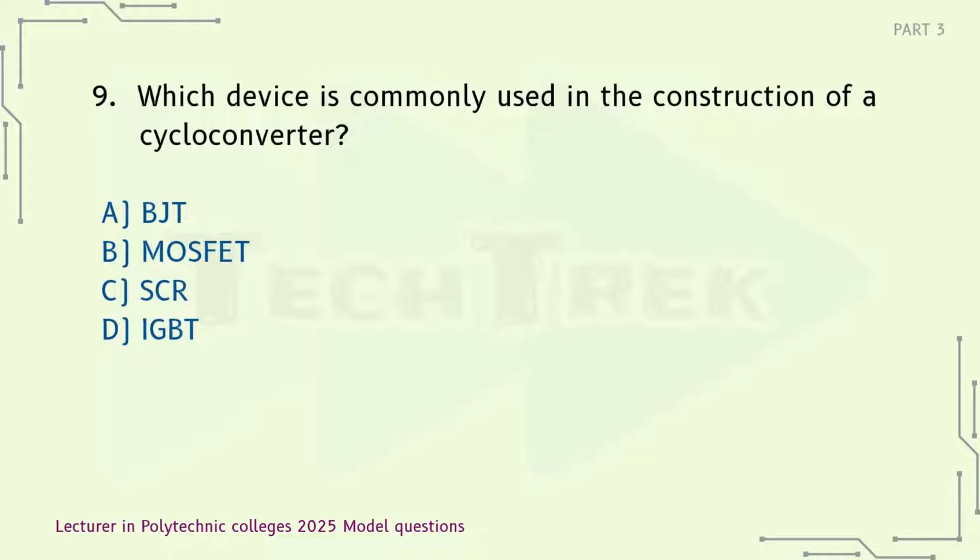Which device is commonly used in the construction of a cycloconverter? A. BJT. B. MOSFET. C. SCR. D. IGBT. Correct answer is option C, SCR.